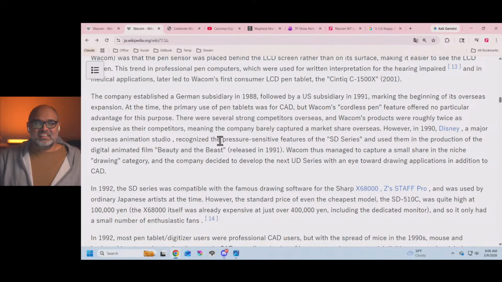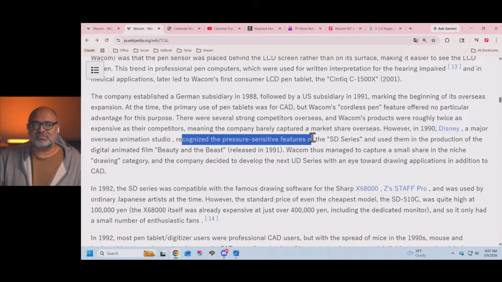I like how they say a major overseas. This is just an American thinking it's funny. Let me just read the sentence. However, in 1990, Disney, a major overseas animation studio. See, for someone in the U.S., you never have to say Disney, an animation studio. Disney is omnipresent in life, so you never have to explain what it is. But of course, this is the Japanese article, so it's interesting to see this perspective where they have to explain, oh, Disney is an animation studio. I think it's great.